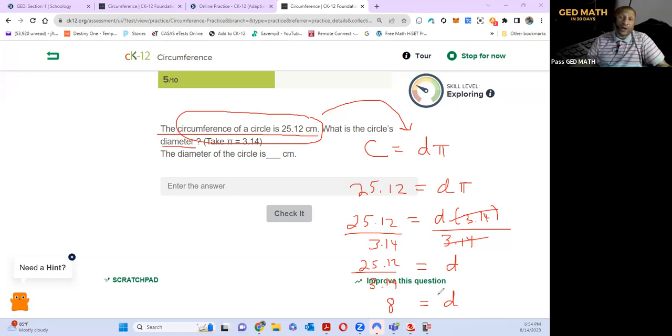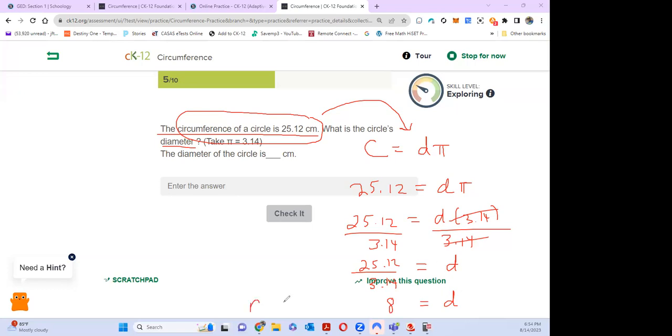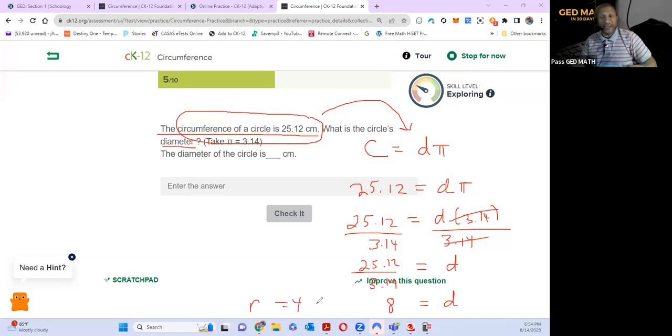What if they ask us for the radius? What's the radius? 4. So now listen to what I show you in the ebook. I show you how to get the diameter. I show you how to get the radius. What if they ask for the area? How would I figure out the area? What is the formula for the area?